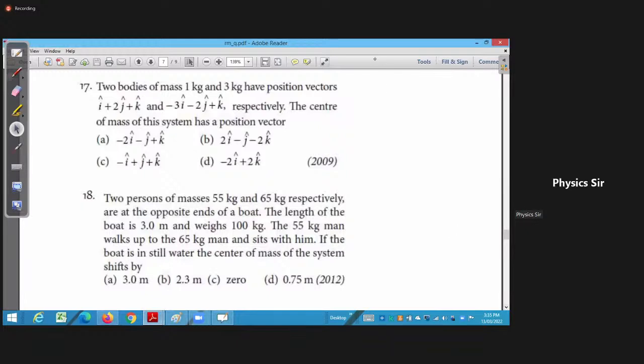As you can see, two bodies of mass 1 kg and 3 kg have position vectors i plus 2j plus k and 3i minus 2j plus k respectively. Then the center of mass of the system has a position vector.